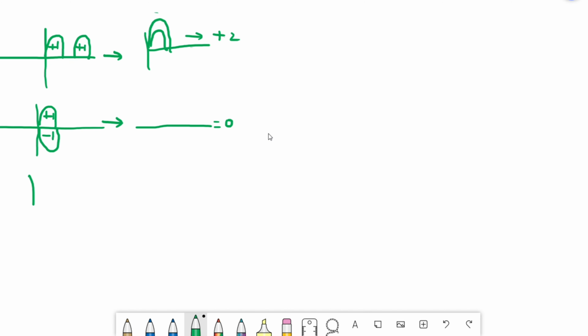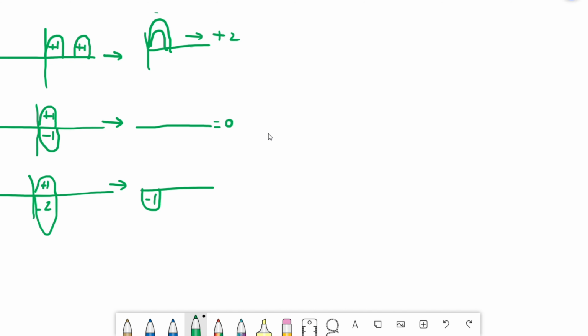Third example can be, suppose a wave which has displacement in the upward direction plus 1 and another in the downward direction minus 2, then after interference what will be their resultant? It will be minus 1.